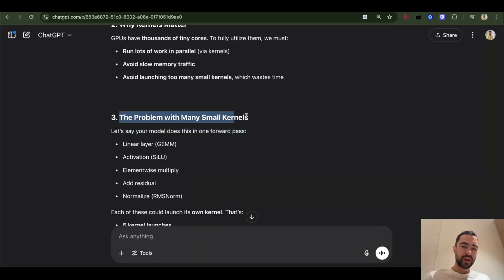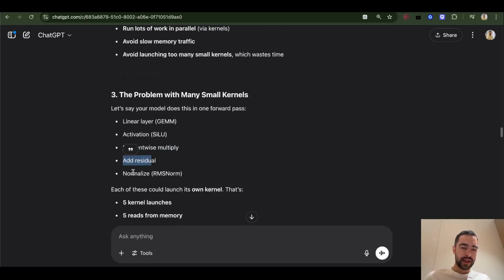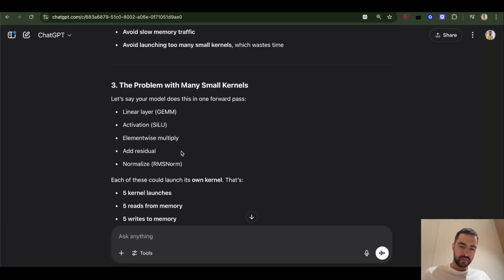The problem with many small kernels. Let's say your model does the following in the forward pass. Linear layer, so this is general matrix multiplication. Then an activation function, let's say SiLU. Element-wise multiply, add residual, and normalize, let's say RMSNorm, for example. These are the functions in our code.